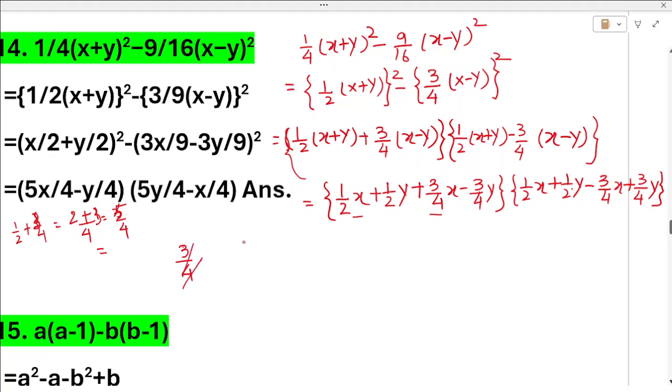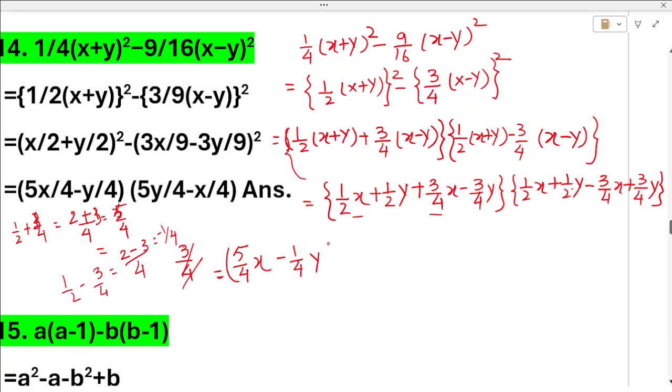So it becomes 5 by 4 x plus 1 by 2 minus 3 by 4. 1 by 2 minus 3 by 4: 4 is the LCM. 2 2s are 4, 2 1s are 2, minus 4 1s are 4, 1 3s are 3. It becomes minus 1 by 4. So the question becomes 5 by 4 x minus 1 upon 4 y.